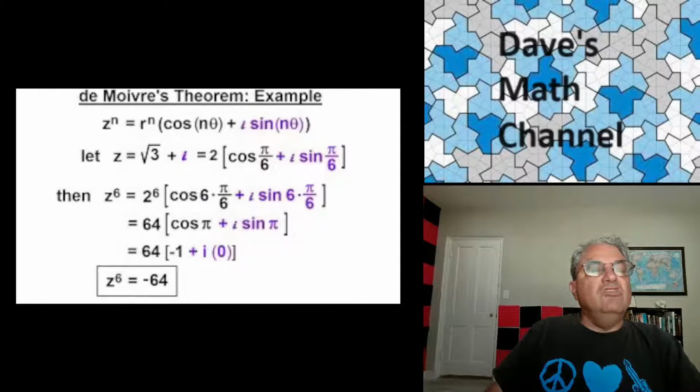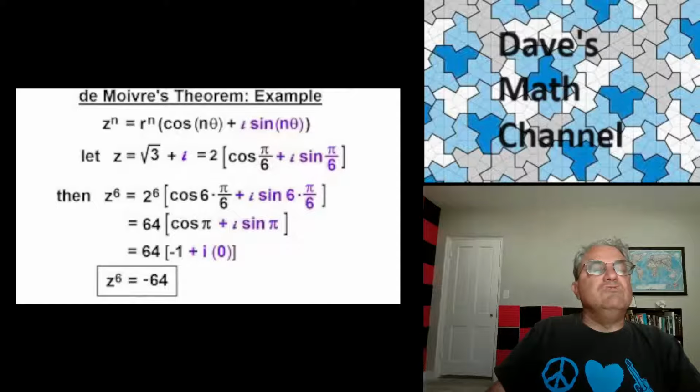And then the argument is pretty easy to compute too. It's just the arctangent of 1 over the square root of 3, which you probably learned is equal to 30 degrees or pi over 6 radians. So you can write this whole complex number as 2 times cosine pi over 6 plus i sine pi over 6. And now we're going to raise this whole thing to the 6th power using de Moivre's formula.